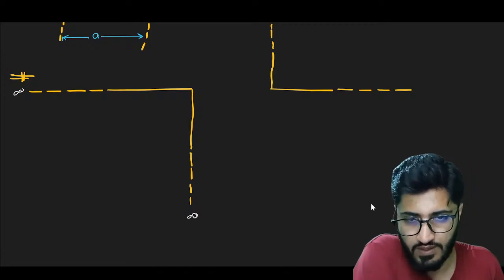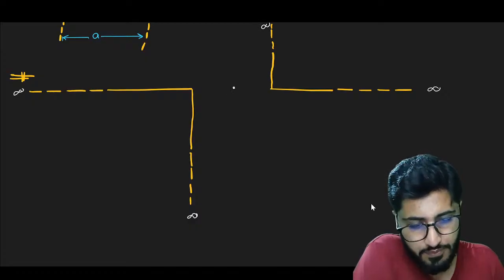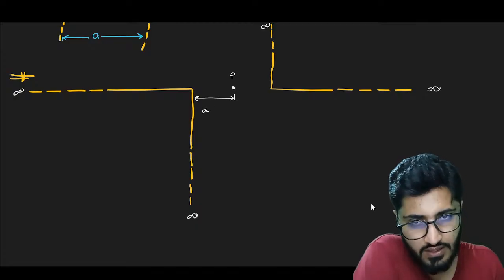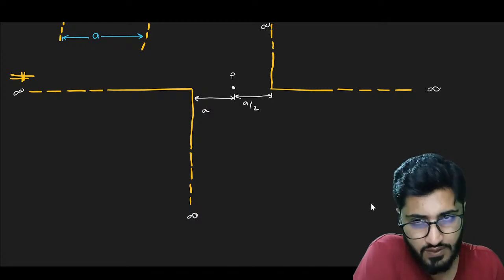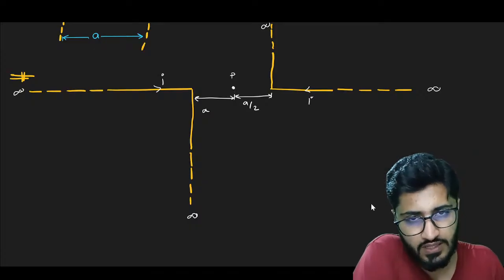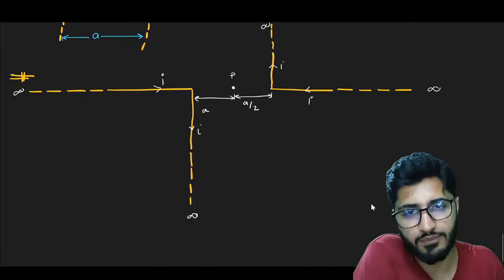Infinite, infinite. Here is the point P. This distance is given to me as a. This one is a by 2. Current I is flowing, current I is flowing. That means current I will be in this way, and current I will be in this way. So what we need to find out is B net here.